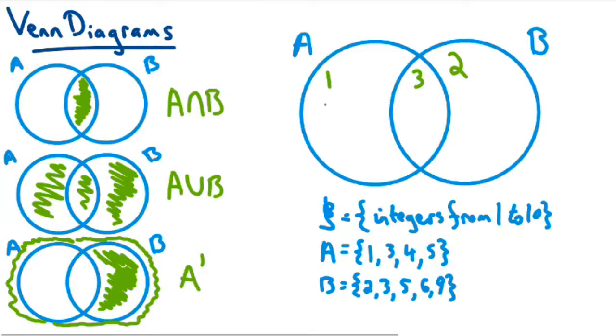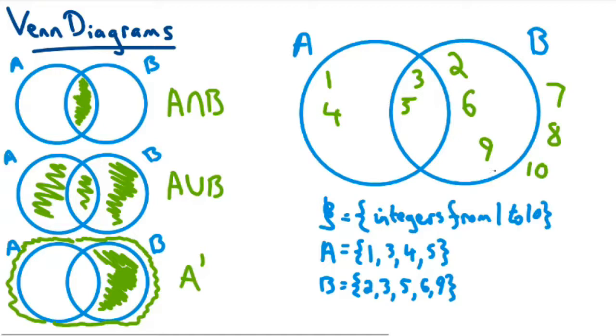4 is only in A. 5 is in both. 6 is only in B. 7 doesn't appear in either list. So 7 we're going to put on the outside. Same with 8. 9 appears only in B. And then 10 goes on the outside as well.